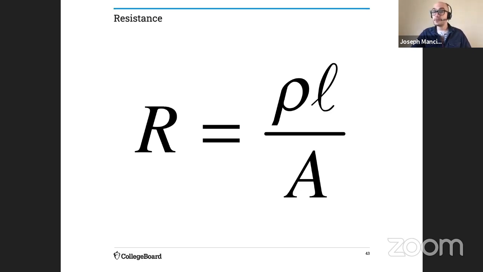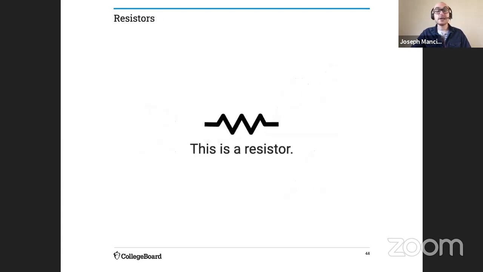Increasing a denominator means decreasing the value. So in this equation, decreasing cross-sectional area increases resistance. You will also be expected to read and interpret a circuit diagram. So I do want to just take a moment. I'm sure that you know about circuit diagrams, but this is how we diagram a resistor.